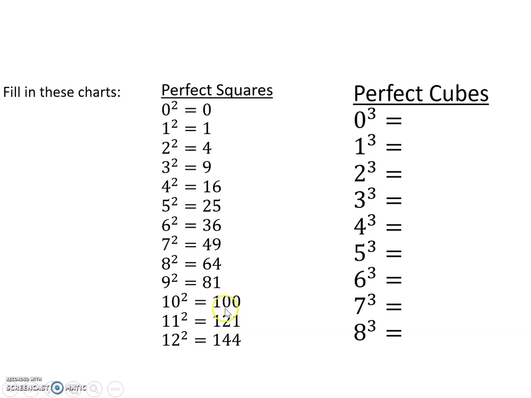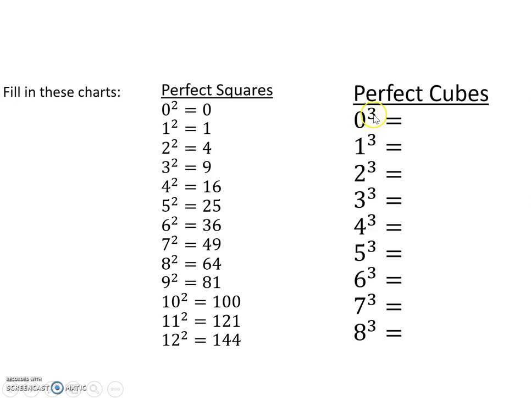All the way up to 12, you should memorize these. At least these 12. Okay, you'll see these a lot. You should commit those to memory. So if I say, what's the square root of 121, you should know that that's 11.